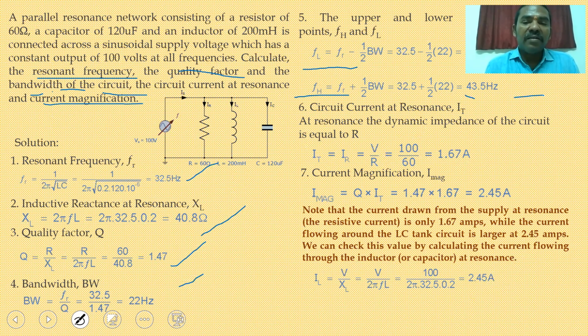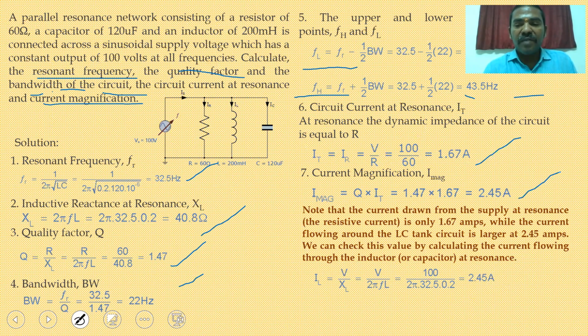So the total current, net current, is I naught. I naught is equal to the current flowing through the resistor only. Under that condition, it is the supply voltage divided by resistance, so 100 divided by 60, you can get 1.67 amperes. So the maximum current or current magnification factor, you can use 1 by C omega naught R, or Q, into I naught. So 1.47 into 1.67, you can get 2.45 amperes.